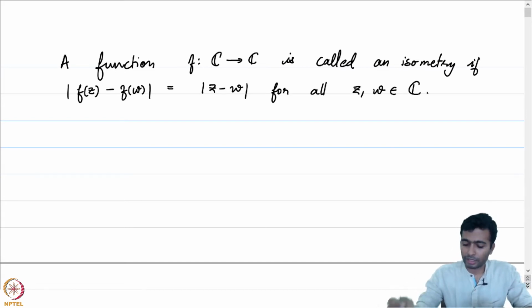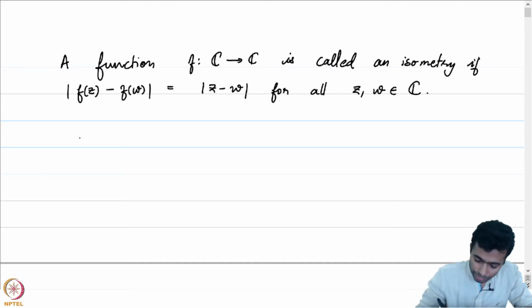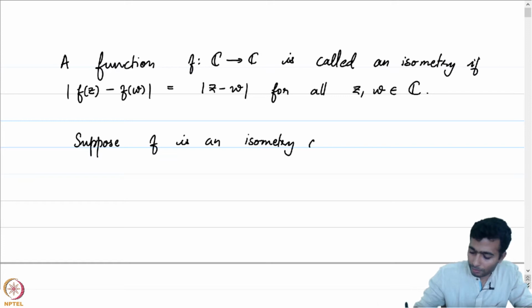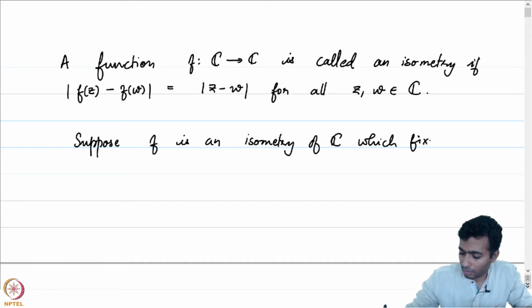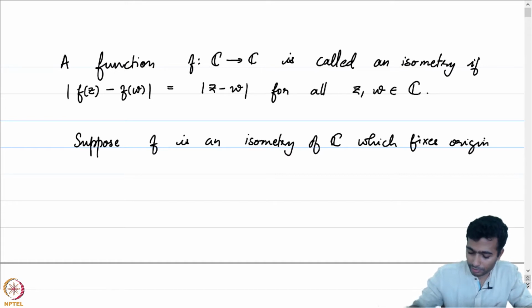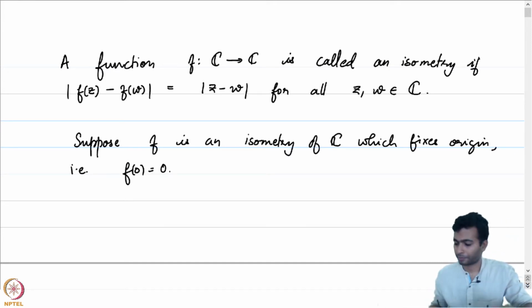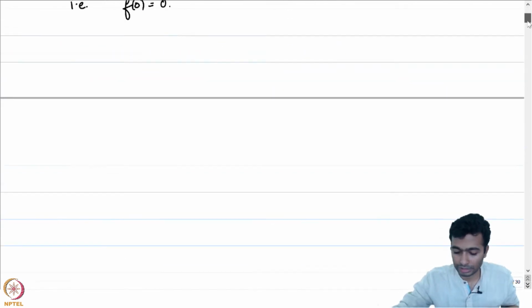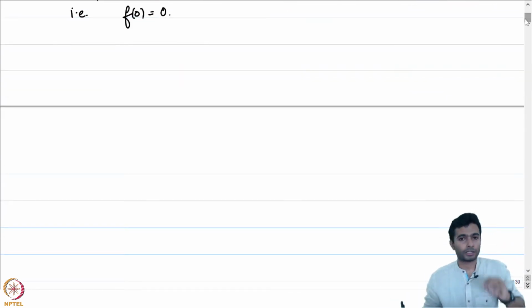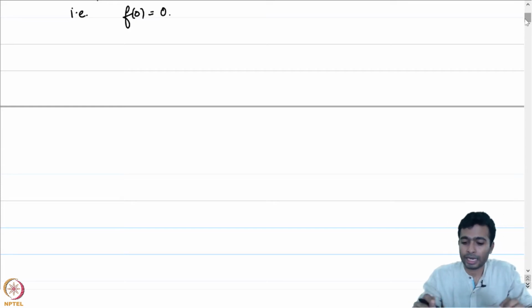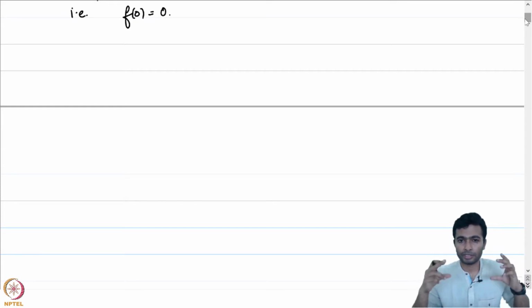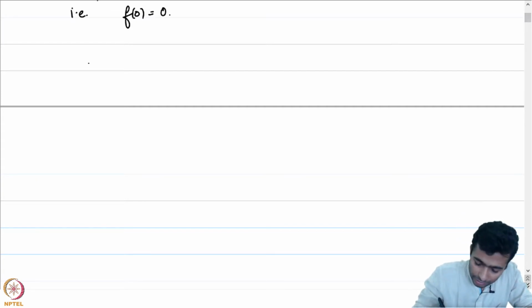Let us assume that our given isometry fixes the origin. Suppose f is an isometry of the complex plane which fixes the origin. That means that f of 0 is equal to 0. Then let us see what the behavior of such an isometry is. The first claim in this direction would be to establish that such an isometry preserves the inner product as well. Let me make it more precise.